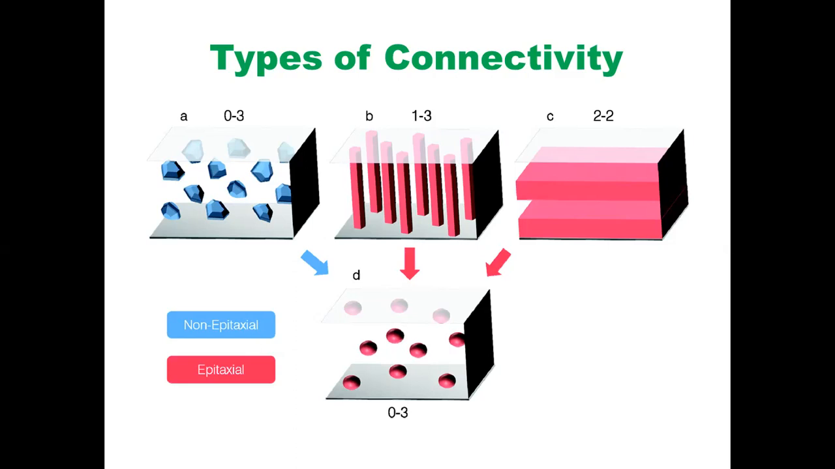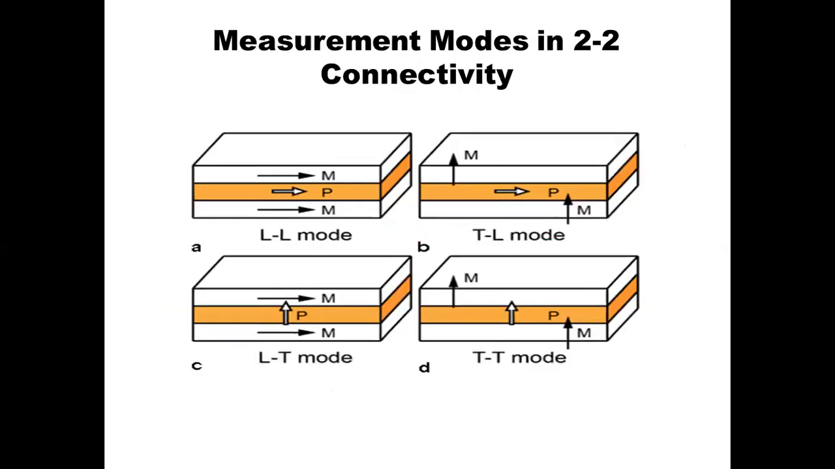So this is another way of classifying the connectivity. One is called the epitaxial connectivity, where there is a matching of lattice between the two phases, and non-epitaxial means there is a mismatch between the lattice of the two phases. Suppose you have prepared the sample in the form of a multi-layer, then you will have the 2-2 type of connectivity.